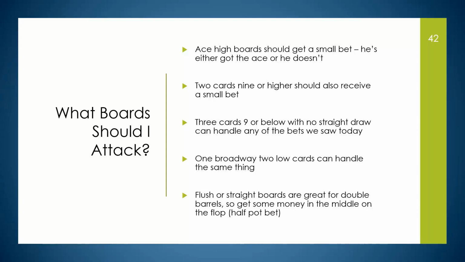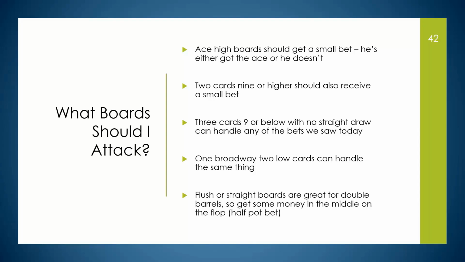And flush or straight boards, this is something I don't hear talked about enough, but flush or straight boards are great for double barrels. So get some money in the middle on the flop. That is one of the very few situations I really like a half pot bet, because what happens is someone has a pair of any type on a flush draw board or a straight draw board, they're still going to call. If you fire the c-bet, they're just going to hope like hell if the card comes out there on the turn that you're just going to give up.